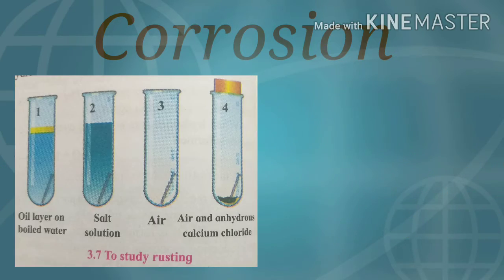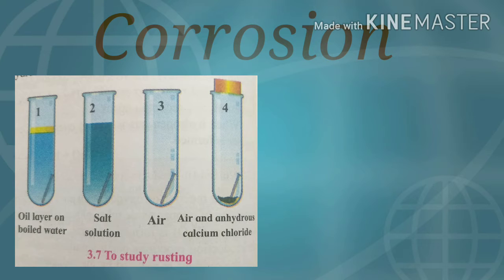In the textbook, on page 44, one activity is given to us. Let us study that activity. Figure 3.7 to study rusting. To perform this activity, we need 4 test tubes, 4 pure, that is unreacted, small iron nails, anhydrous calcium chloride, oil, boiled water and salt water. Let's begin with this activity.